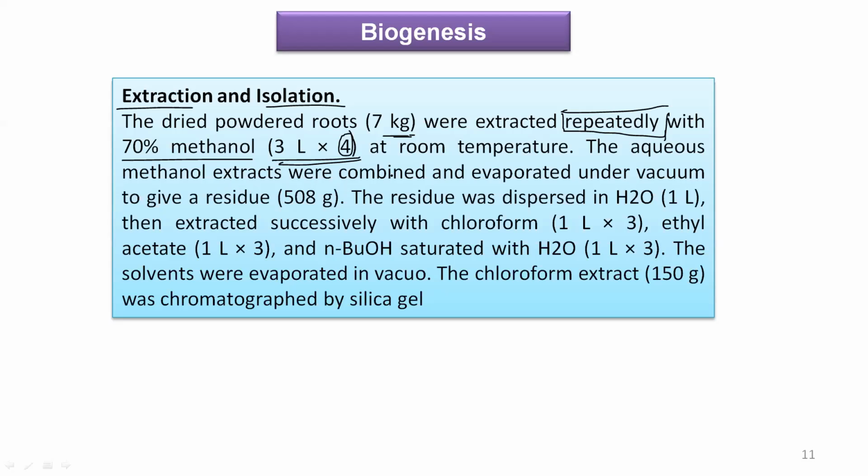Then the aqueous methanol extracts were combined and evaporated under vacuum to give a residue of 508 gram. The residue was dispersed in 1 liter of H2O, then extracted successively with 1 liter of chloroform, 1 liter of ethyl acetate, and N-butanol saturated with H2O. The solvents were evaporated in vacuum and the chloroform extract was chromatographed by silica gel. So this is the standard procedure of extraction and isolation of these alkaloids they have used for this research.